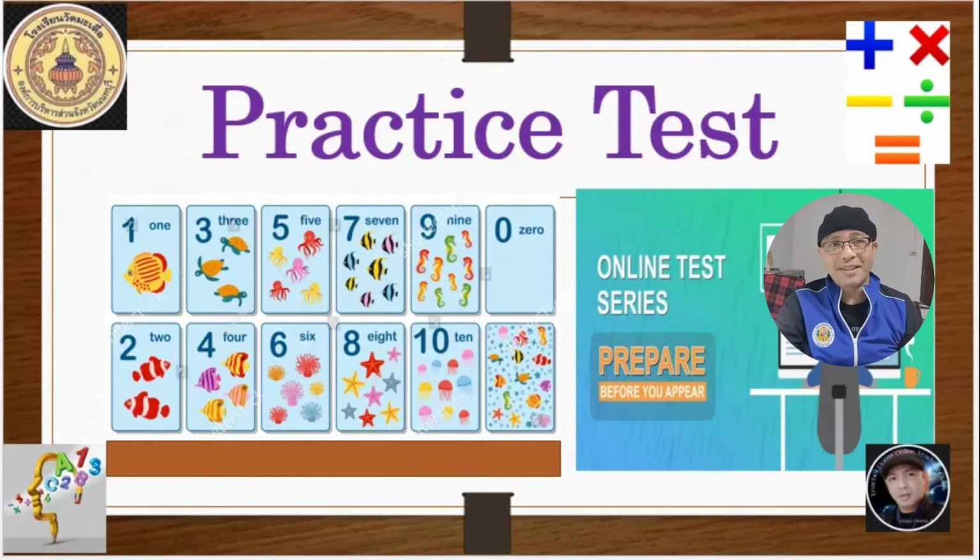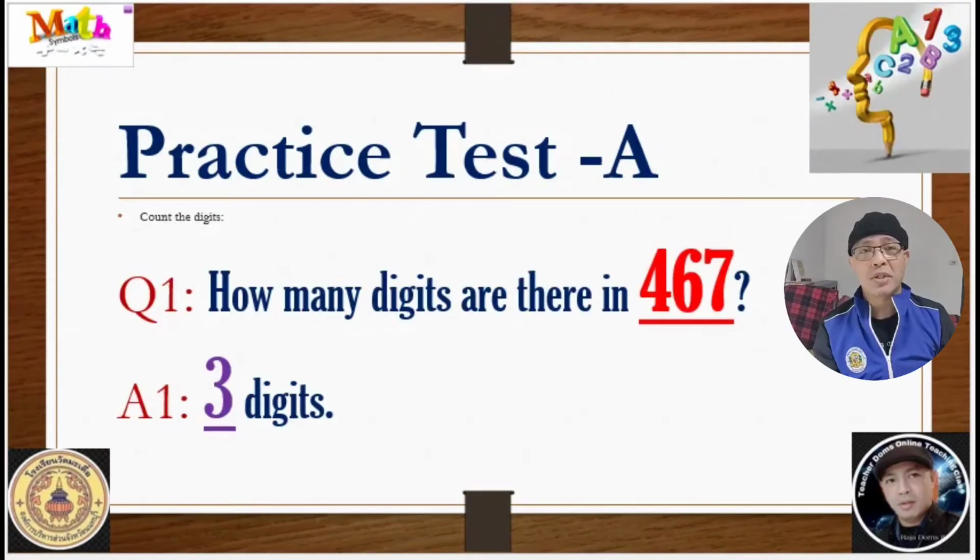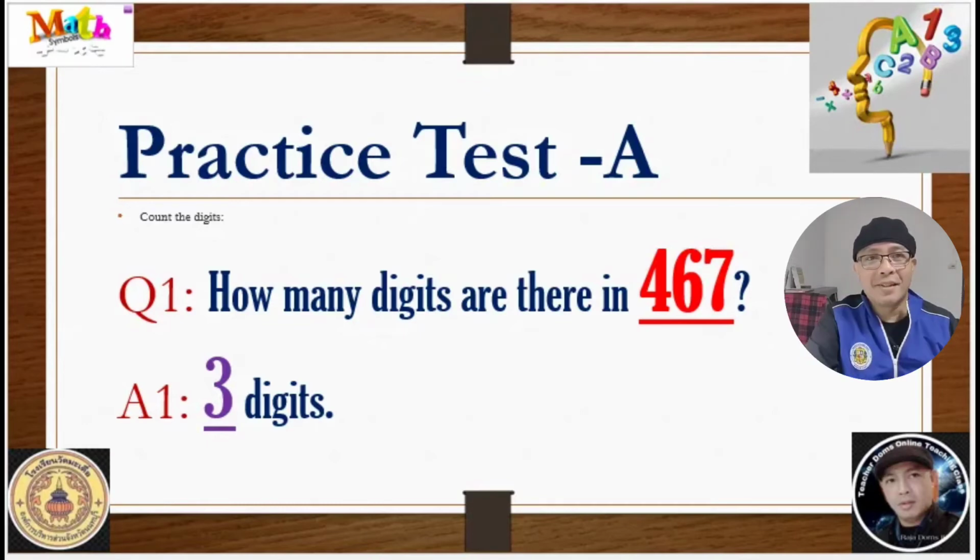Are you ready for our practice test? Let's move on to our practice test. But first, let's go over the practice test guidelines. Number 1, learners should be assisted or guided by their parents or guardians while taking the online test. Number 2, learners must complete answering the online test from 1 to 10. We have 2 sets for this online test, set A and set B.